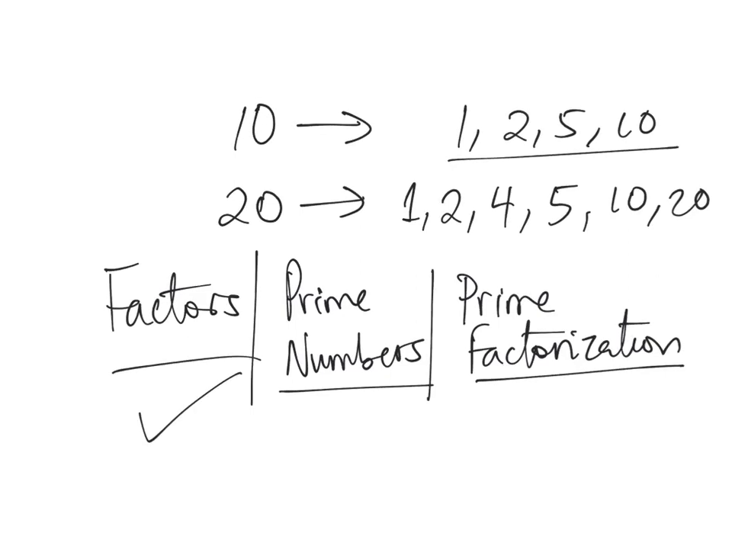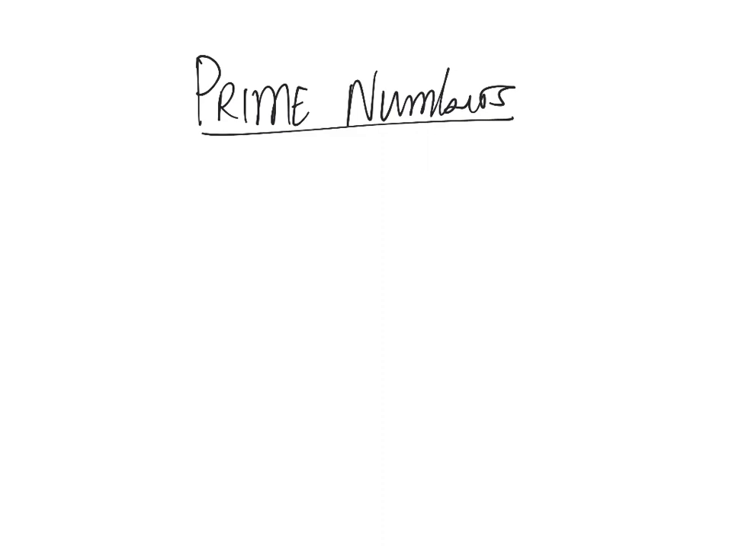Now when we talk about prime numbers, we're basically dealing with numbers that can only be divided by themselves and 1. However, 1 is not a prime number, and that's important to note. So 1 is not a prime number, but it's also not a composite number.